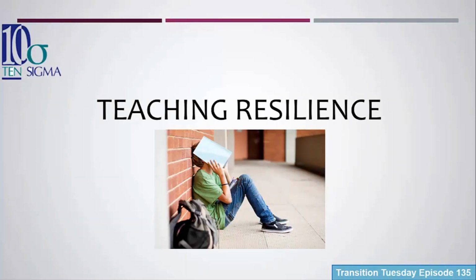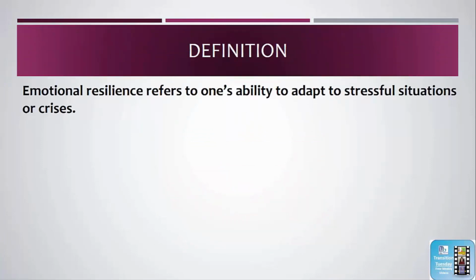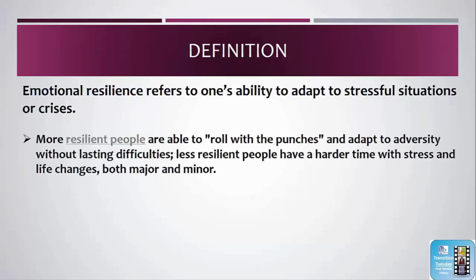In this episode, we will be looking at what I believe to be the most important concept or understanding, which is that of learning to be resilient, that most schools are not teaching students. Let's first start with the definition. Emotional resilience refers to one's ability to adapt to stressful situations or crises. More resilient people are able to roll with the punches and adapt to adversity without lasting difficulties.